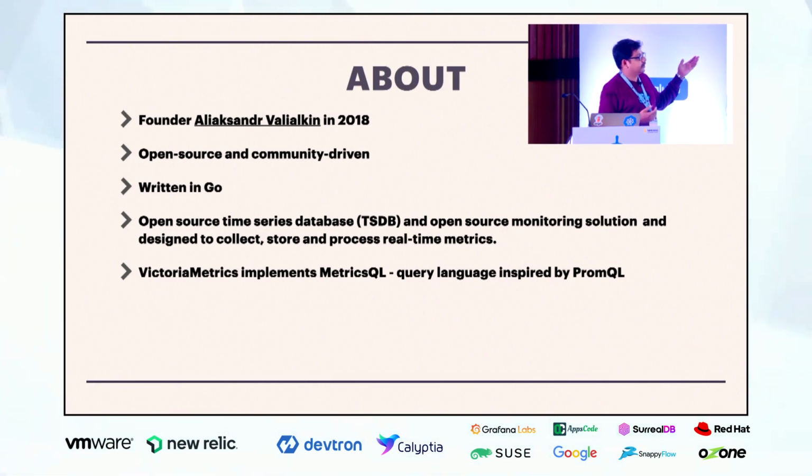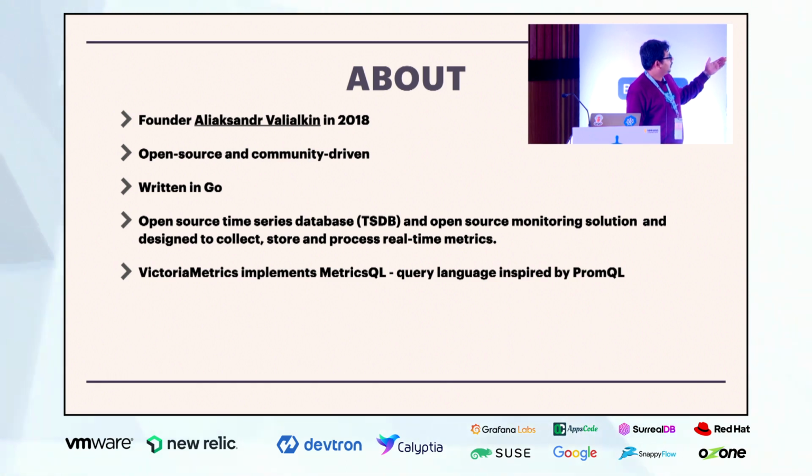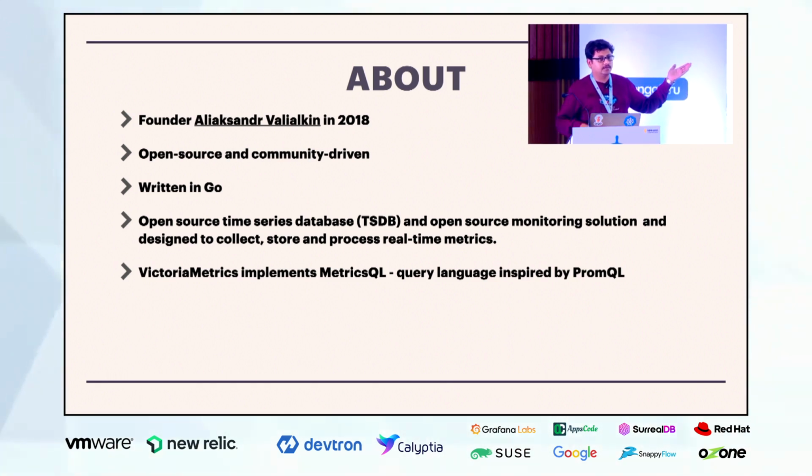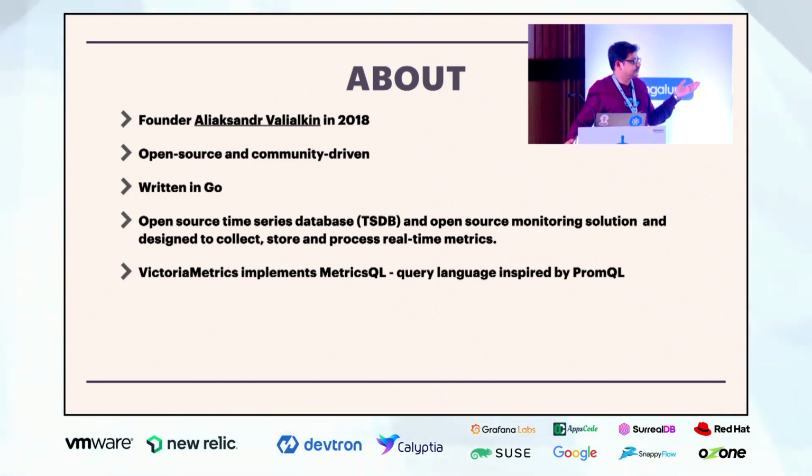It is open source, community driven, anyone can contribute, written in Go, and it's an open source TSDB. TSDB is a time series database, which even Prometheus uses, and most monitoring stacks or tools need that. And the interesting part is, if you are using Prometheus and you want to switch to Victoria, no worries, because Victoria is implemented based on PromQL, the Prometheus query language.